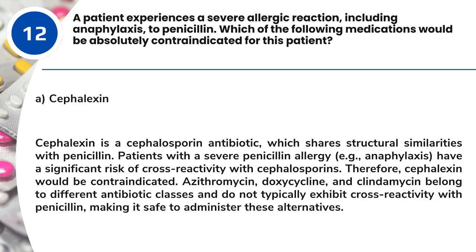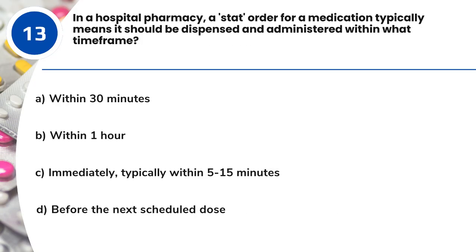Cephalexin. Cephalexin is a cephalosporin antibiotic, which shares structural similarities with penicillin. Patients with a severe penicillin allergy, e.g., anaphylaxis, have a significant risk of cross-reactivity with cephalosporins. Therefore, cephalexin would be contraindicated. Azithromycin, doxycycline, and clindamycin belong to different antibiotic classes and do not typically exhibit cross-reactivity with penicillin, making it safe to administer these alternatives.